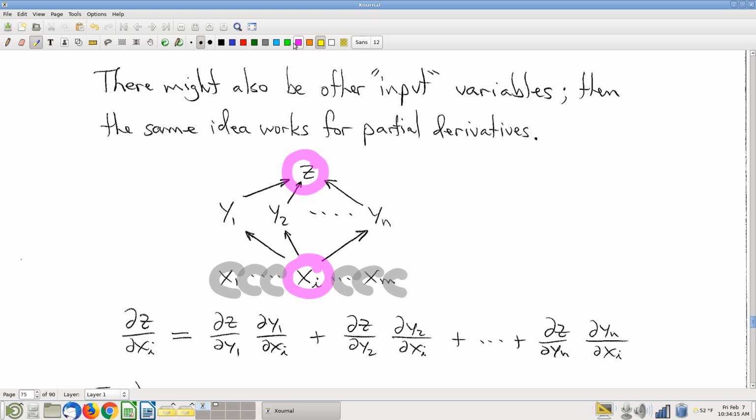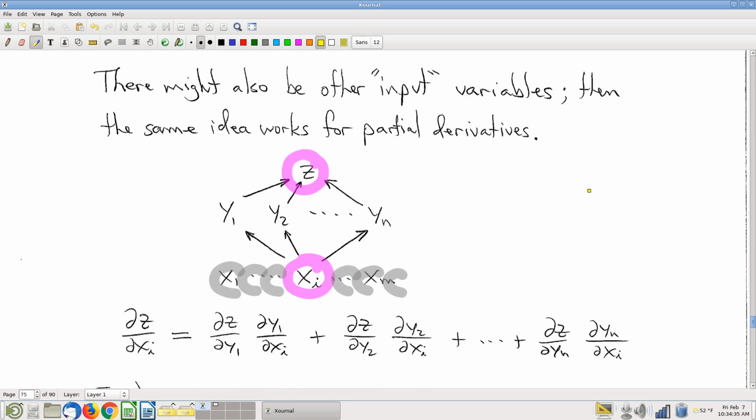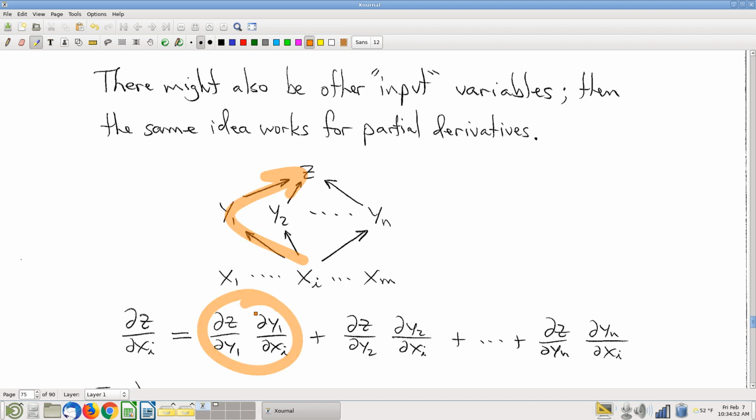The only difference is that these derivatives, which were previously single variable derivatives because there was only one input variable x there, are now partial derivatives. Other than that, it's the same story, right? We've got so many paths. This path gives you that term, et cetera, et cetera. And finally, that path gives you that term. Okay. All right. Okay, so here's a problem.